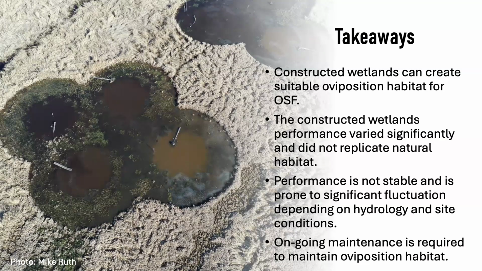I also think it's important to note that the constructed wetland varied significantly between the 2 years that data was collected, and it really didn't mimic the nearby natural wetland, which performed much more consistently between the 2 years. So overall performance is not necessarily stable, and it's prone to significant fluctuations depending on hydrology and site conditions. And ultimately, the biggest point I want to make here is that ongoing maintenance is required to continue having oviposition habitat.